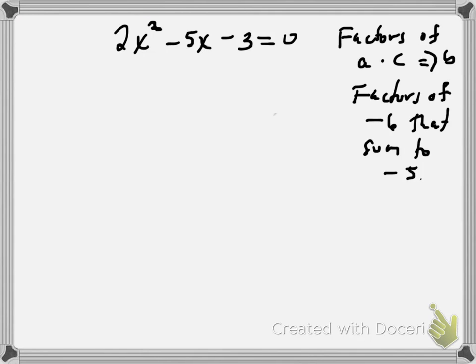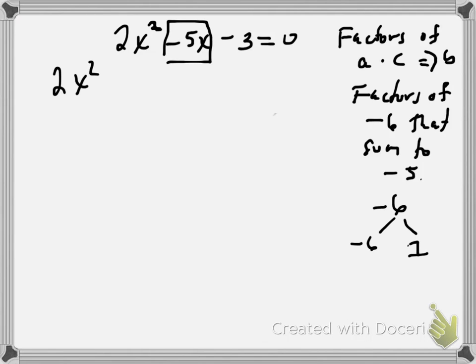Okay, so what I'm going to have to do here is, let's go ahead and solve this by factoring by grouping. And when we factor by grouping, remember we want to find factors of my a times c that sum to my b. Alright, so in this case I want factors of negative 6, 2 times negative 3, that sum to negative 5. Alright, and so negative 6 and 1 are going to be those factors. And it's those factors, negative 6 and 1, that I rewrite this middle term, this negative 5x.